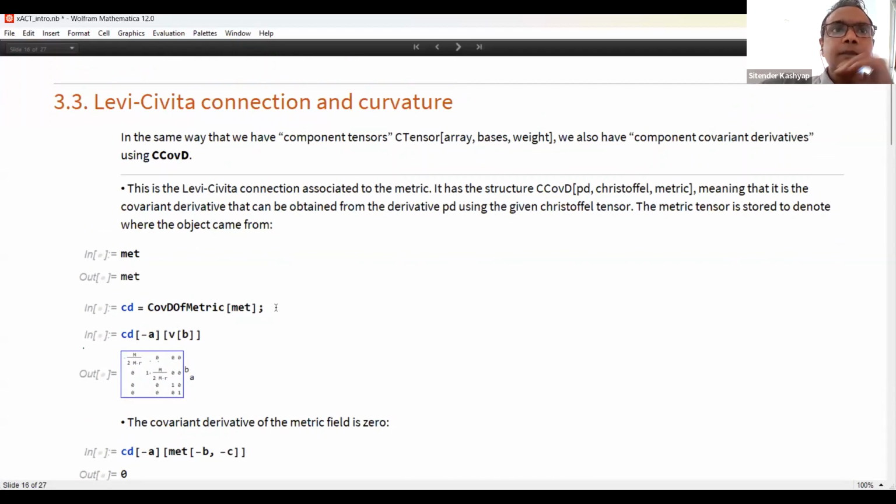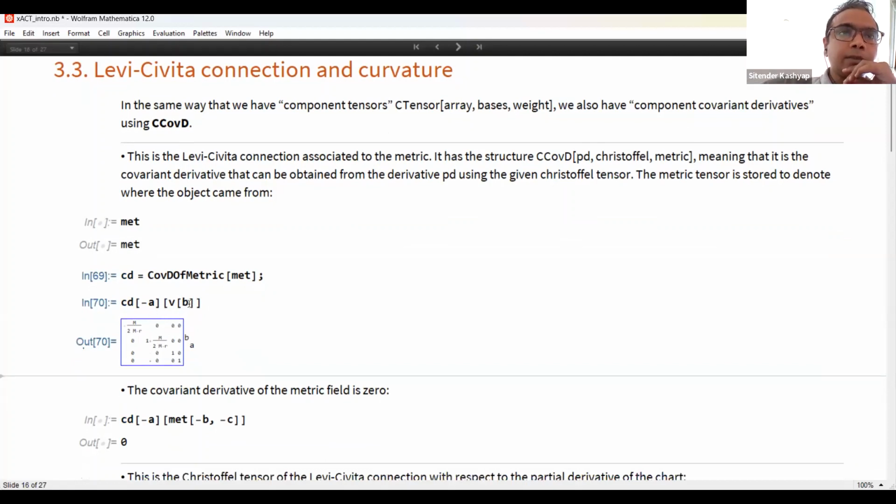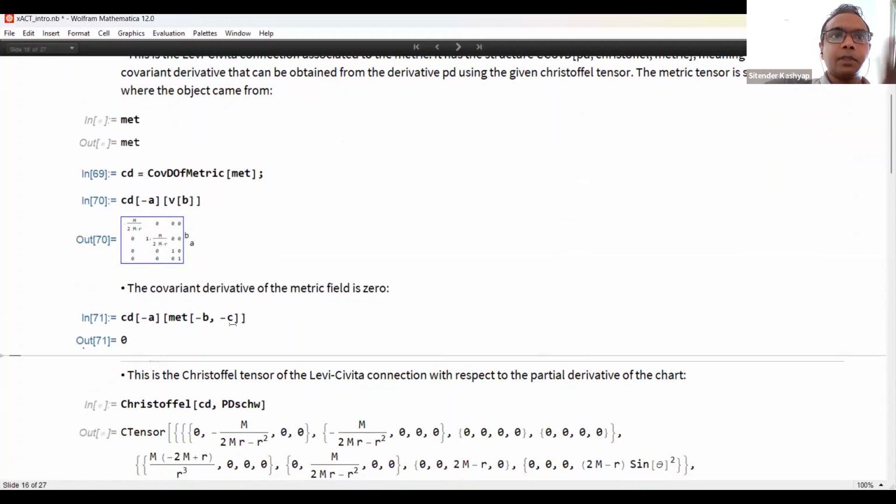So now once again we can define the covariant derivative of the metric with respect to the metric, and the symbol that we'll use for that is CD. And once we do that, the covariant derivative of the vector VB is a second rank tensor, and that's what it is giving. This was up, this was down, and this is the covariant derivative of that. And the covariant derivative of a metric is obviously 0, and that's what it is giving.